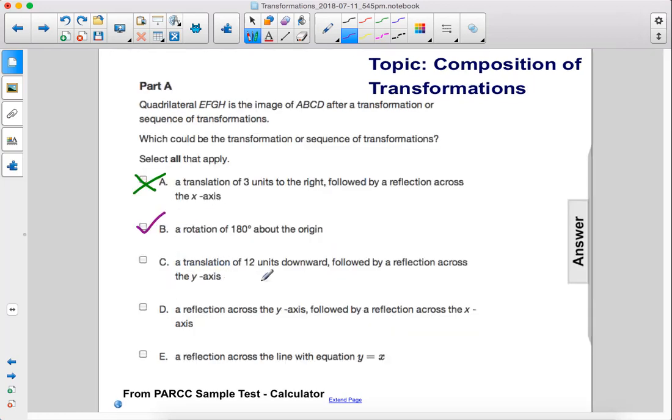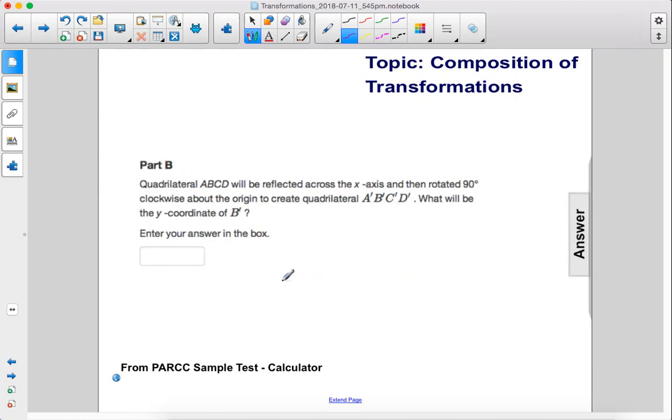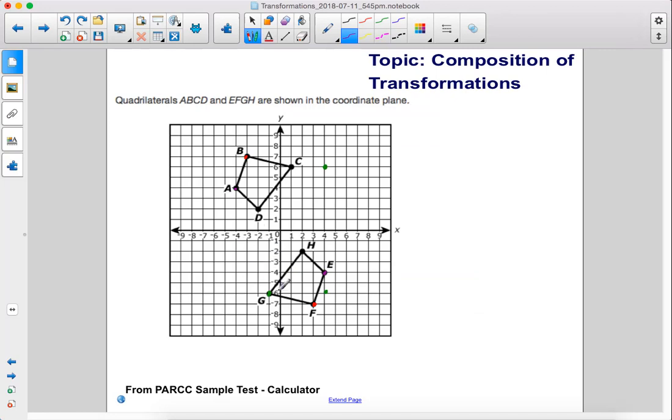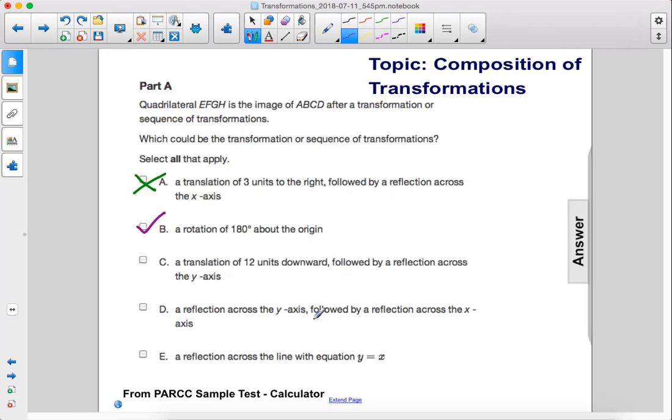C: A translation of 12 units downward, followed by a reflection across the y-axis. All right, so 12 downwards, let's see. A would go 1, 2, 3, 4, 5, 6, 7, 8, 9, 10, 11, 12. Then a reflection. There's no point over here, so that one does not work. Cross that one out.